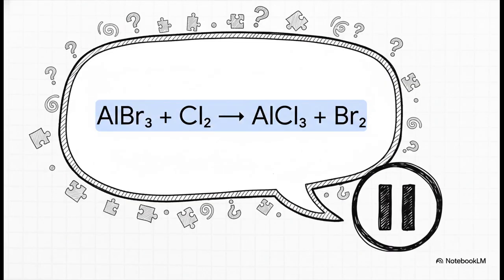Okay, your turn to be the puzzle master. Here's a challenge. Use the tips we just talked about, take a look at the elements, and see if you can solve this one on your own. Go ahead and pause here if you want to work it out. The answer is 2AlBr3 plus 3Cl2 yields 2AlCl3 plus 3Br2.